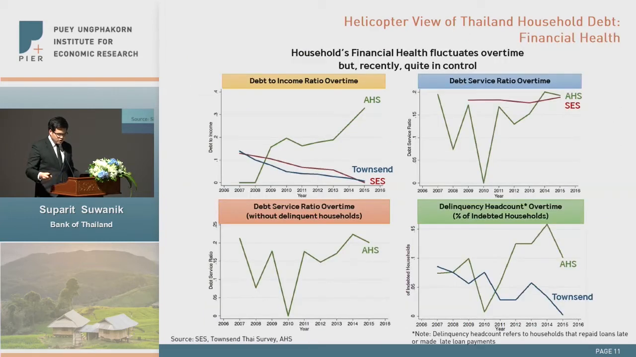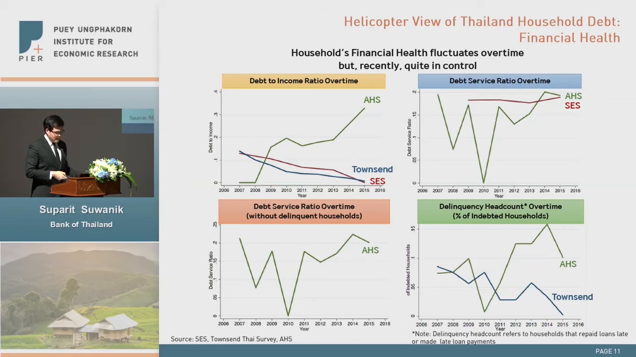So the next measurement is the financial health of the household, which is measured by several financial ratios. We have seen the financial ratios fluctuate over time, especially for the AHS, the green line. But in recent years, since 2014, most of the financial ratios show that the financial health is relatively, I can say, rather in control. For example, the delinquency head count here at the bottom right of the presentation, which the SES doesn't have this information, we can see a significant decrease in both the AHS and 1,000 Thai survey.